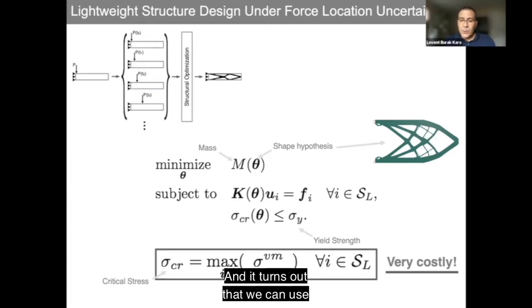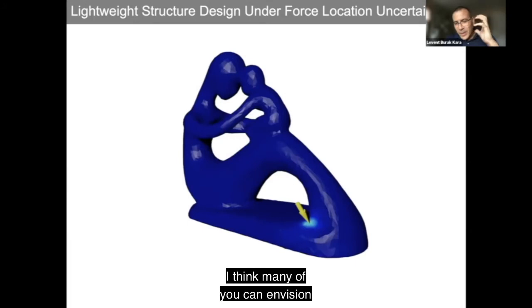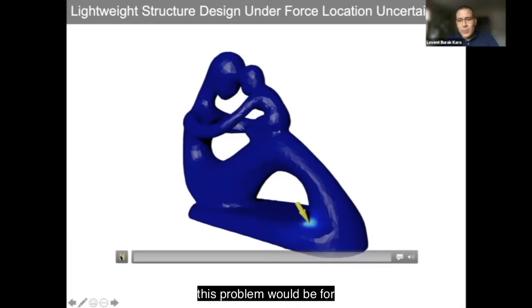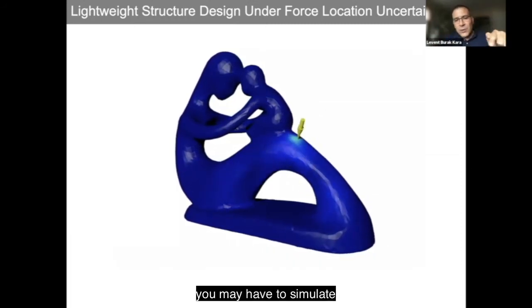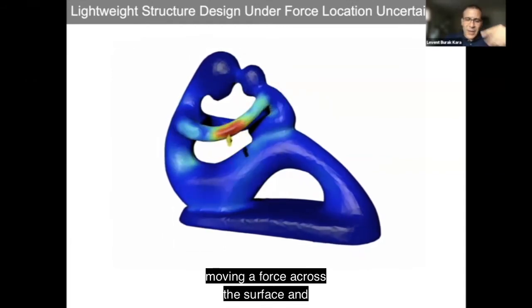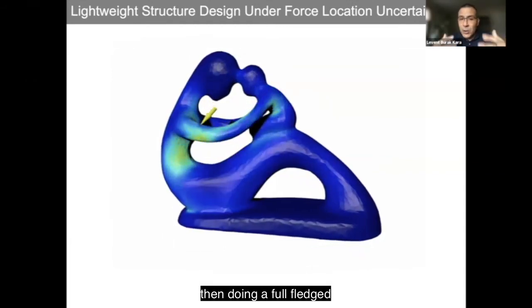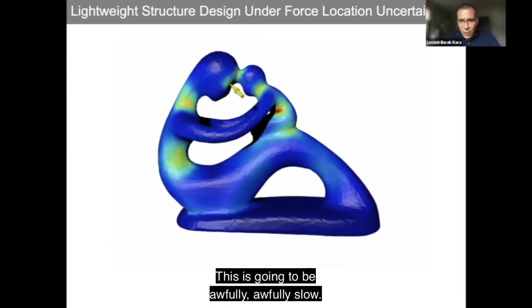And it turns out that we can use ML to accelerate the search for the optimal shapes in these very challenging scenarios. If we did not have ML, I think many of you can envision that the way to solve this problem would be, for any internal structure that you can create, to simulate all the fiber placement forces by moving a force across the surface and then doing a full-fledged finite element analysis. This is going to be awfully, awfully slow.